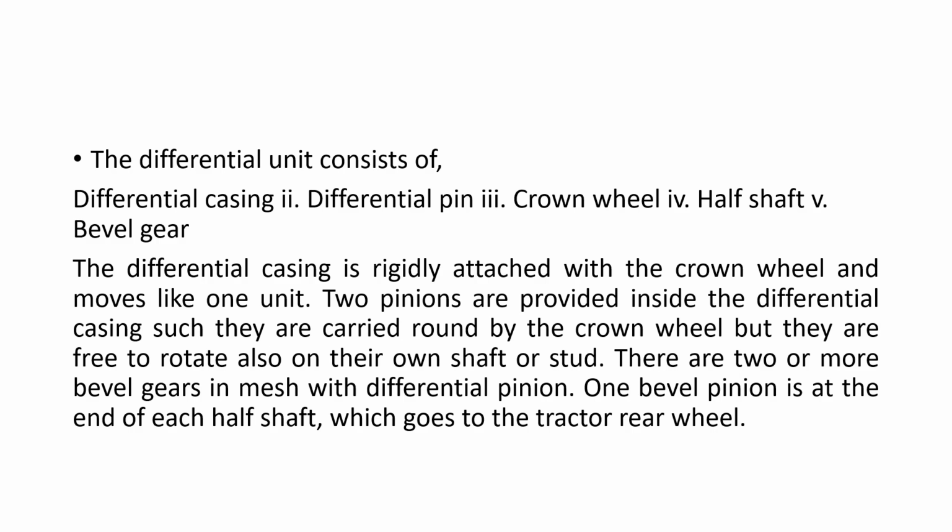Okay, so the differential unit consists of the differential casing, differential pinion, crown wheel, half shaft, etc. The differential casing is rigidly attached to the crown wheel and moves like one unit. Two pinions are provided, but they are free to rotate on their own shaft or struts. These are two bevel gears. On a straight road, the cage will be moving around with the crown wheel, carrying the differential pinions and side gears without any relative motion.